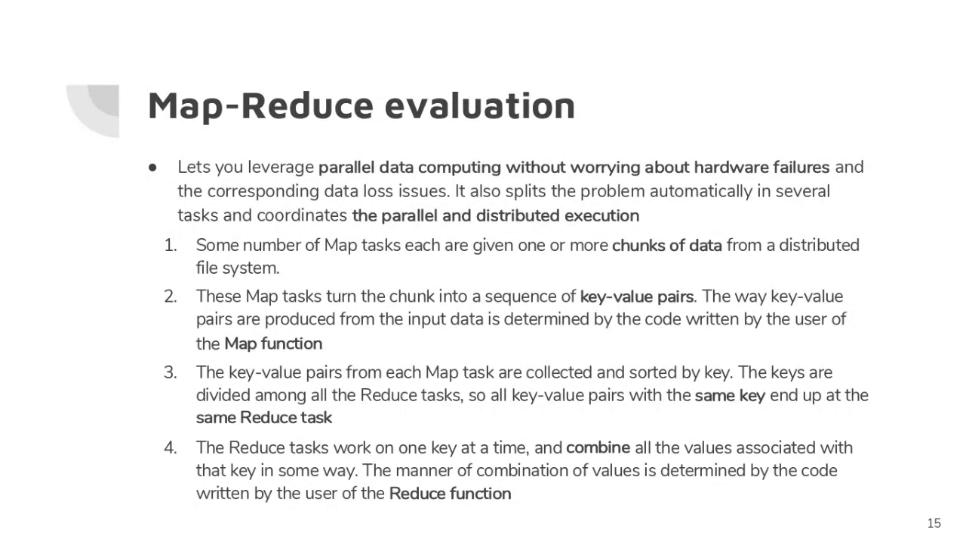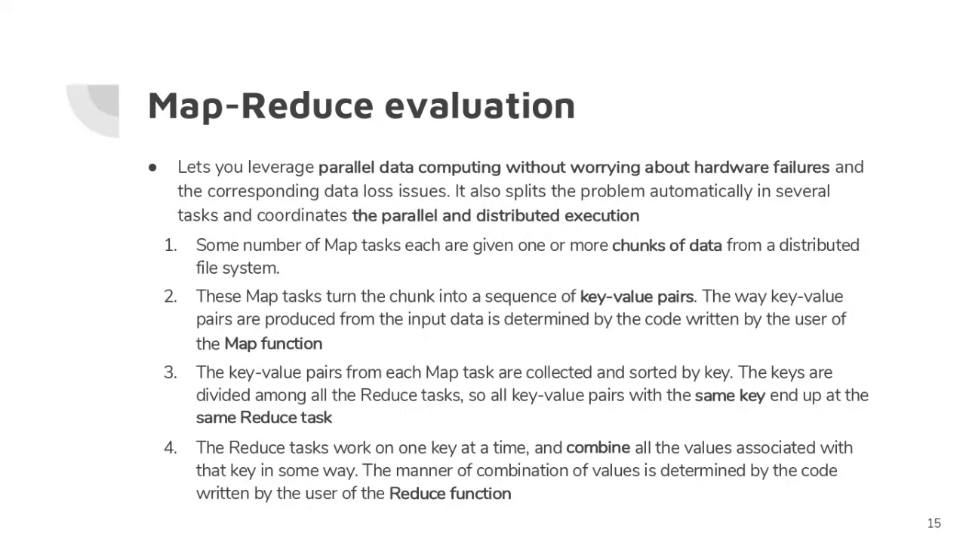All the rest is done by MapReduce. Some number of map tasks are given one or more chunks of data from a distributed file system, so it depends on the map task where it is evaluated and where the data is stored. But the map task can run perfectly in parallel on each partition of the data set, stored on different nodes. And then that map task has to transform that chunk into a sequence of key value pairs, as we have shown.